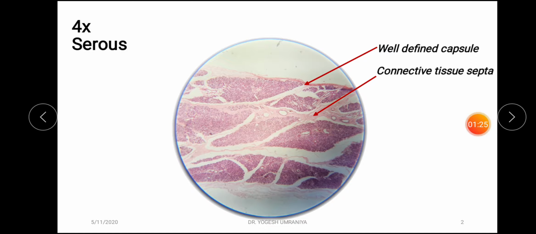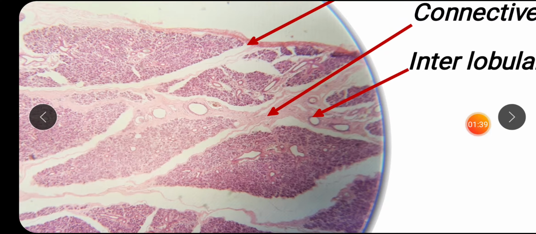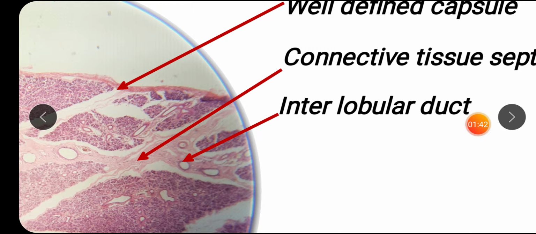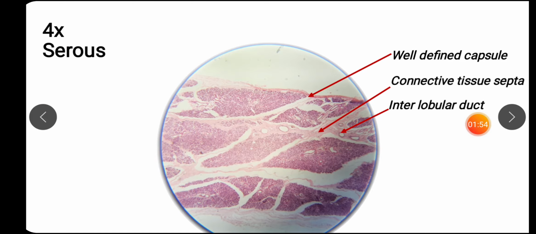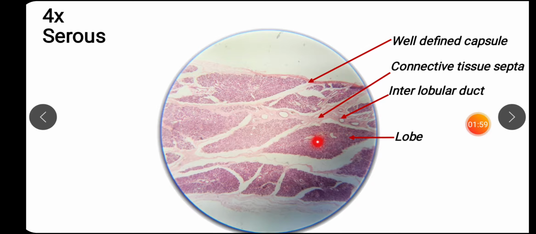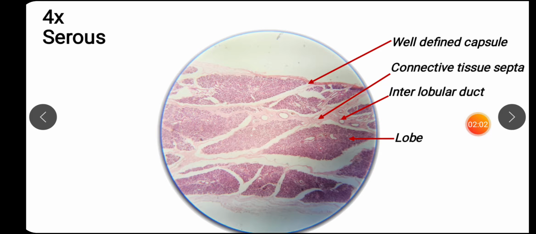lobules. Now after the connective tissue septa, some structures you can find within this connective tissue region, in the form of a duct, and that is termed as the interlobular duct, because they are lying in between the lobes in the connective tissue region. That's why it is termed as the interlobular duct. Next, you can see here the dark stained area. This is termed as the lobe, that is formed by the connective tissue septa.